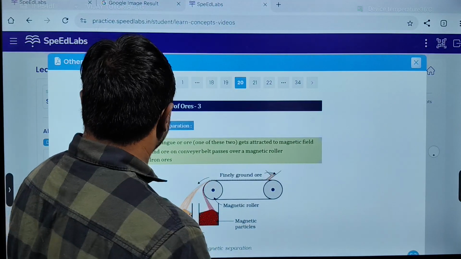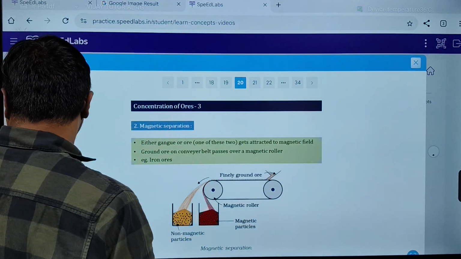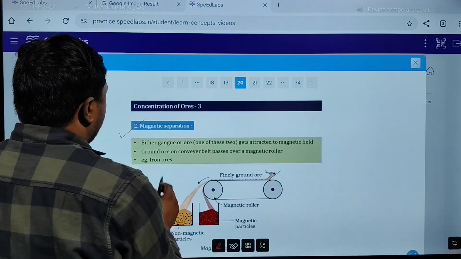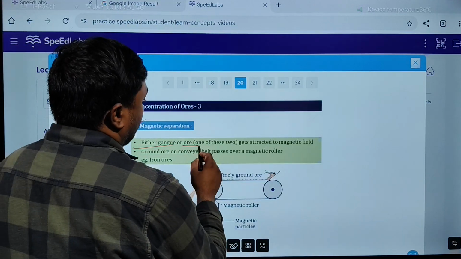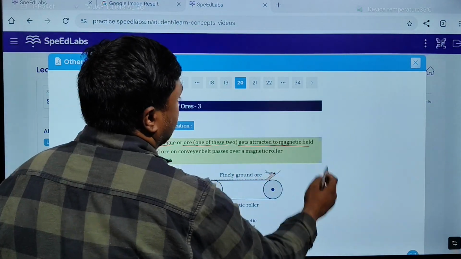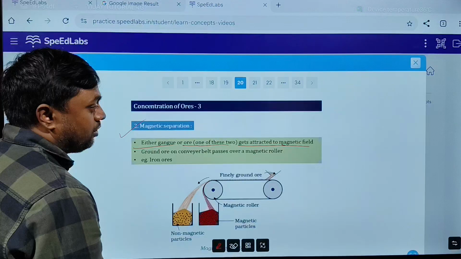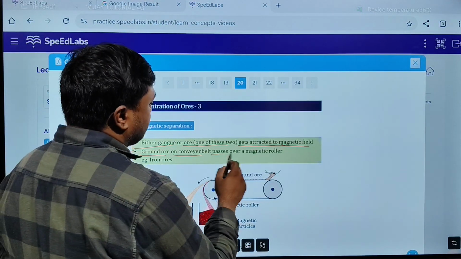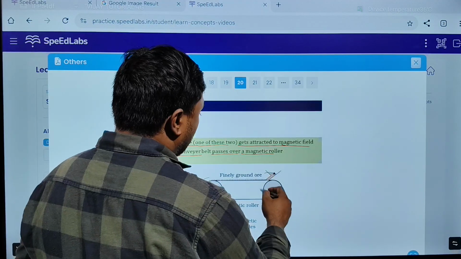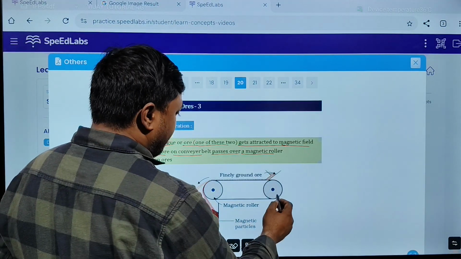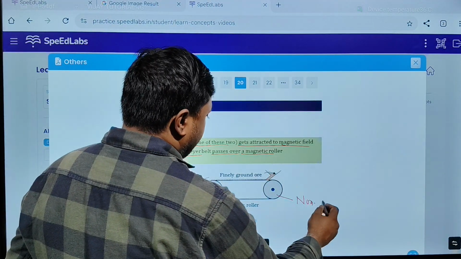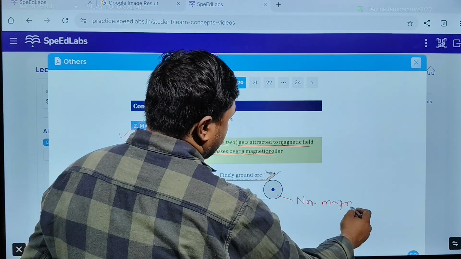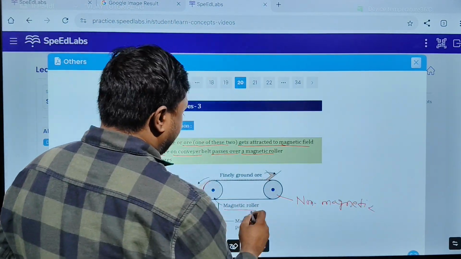Next one, magnetic separation. Here, either the gangue or the ore, one of these two, gets attracted to the magnetic field. Ground ore on a conveyor belt passes over a magnetic roller. You can see two types of rollers here: one is a non-magnetic roller, and the next is a magnetic roller.